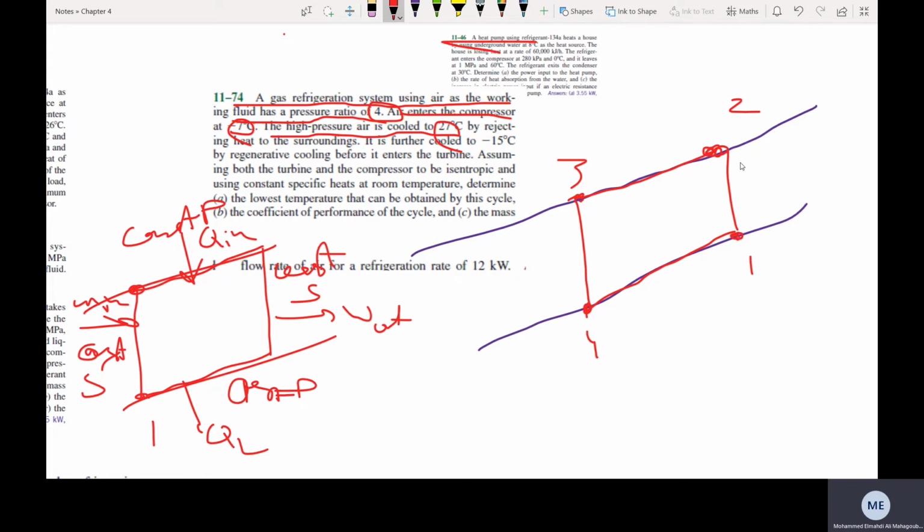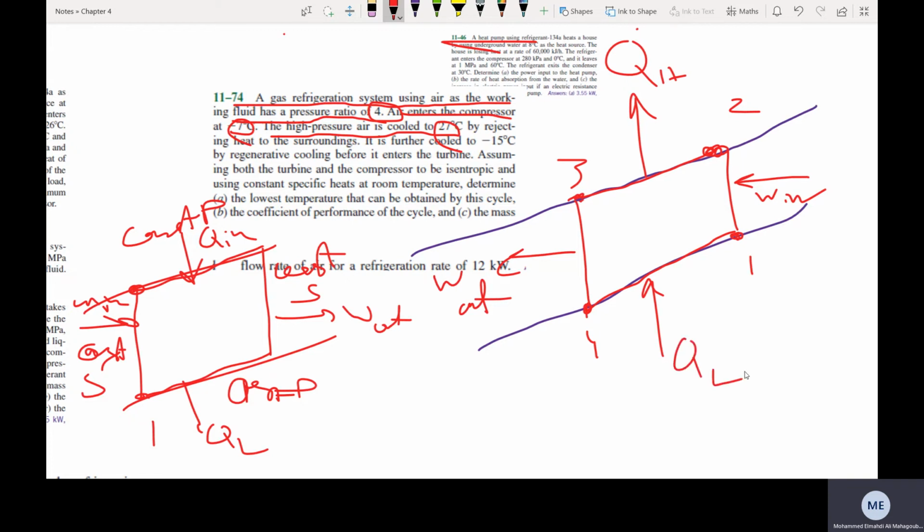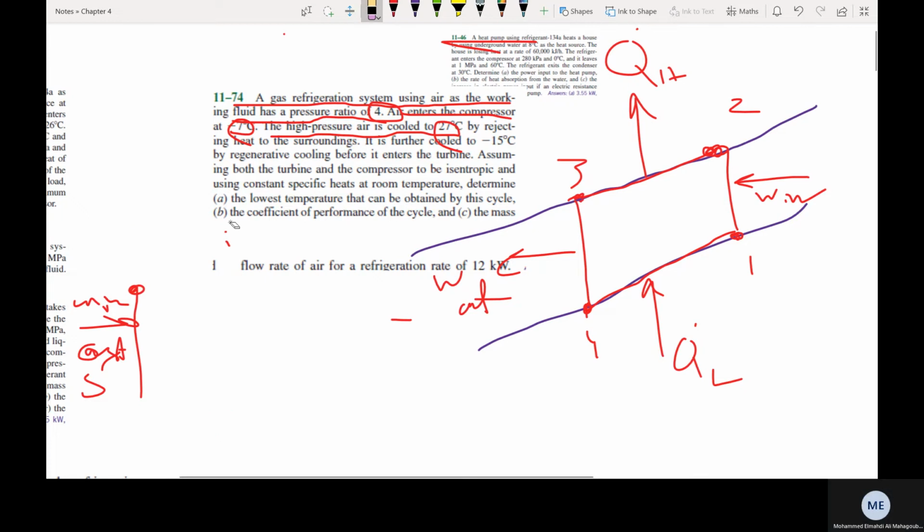So at first here I have the work in, which is isentropic. From here to here I have the heat rejection, because the air is being cooled. And from here to here it is the work out. And from here to here it is the heat extraction, so I am increasing the heat of the air. So this is Q_L. That's the principle of the reverse Brayton cycle.